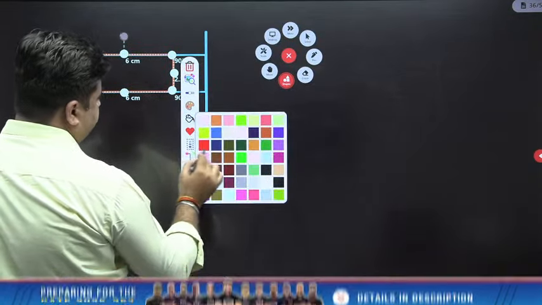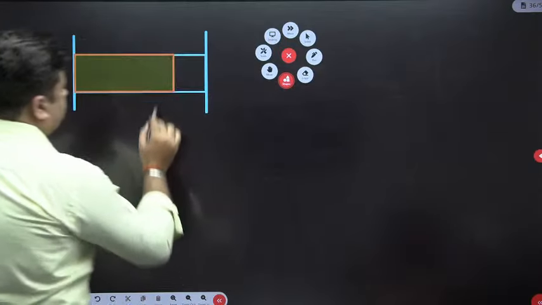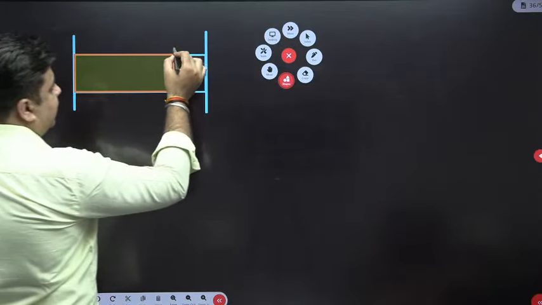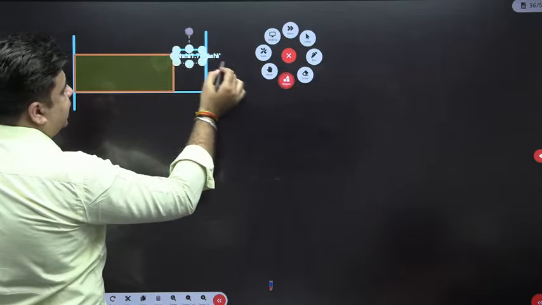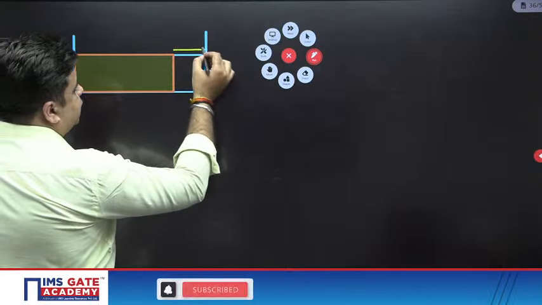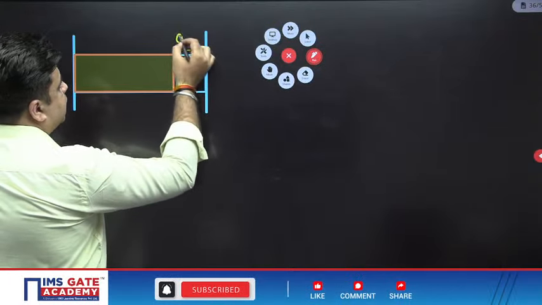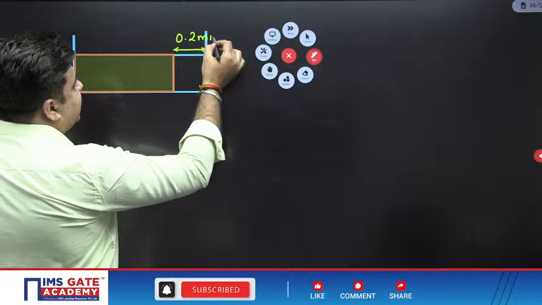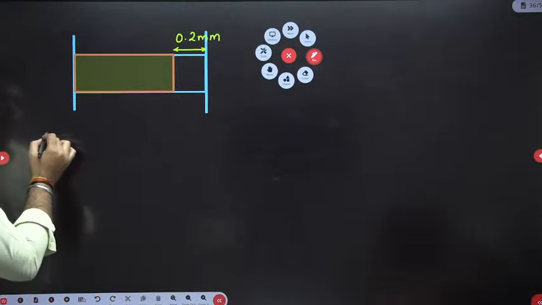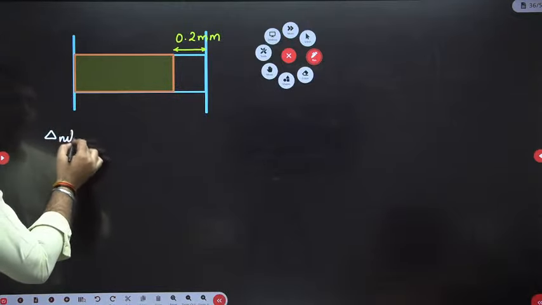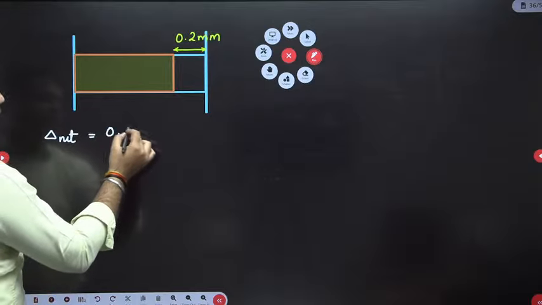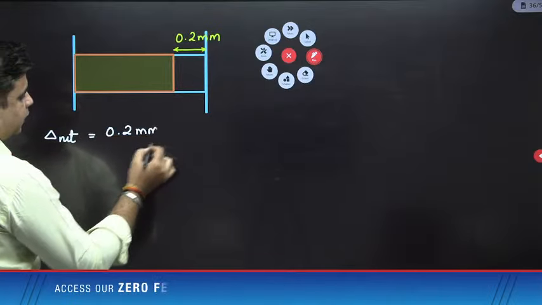This was the initial picture of the bar, and finally the bar expanded by 0.2 mm. So what is delta net of the bar? I will write down: delta net of the bar is 0.2 mm.